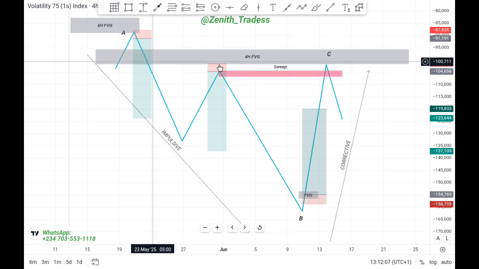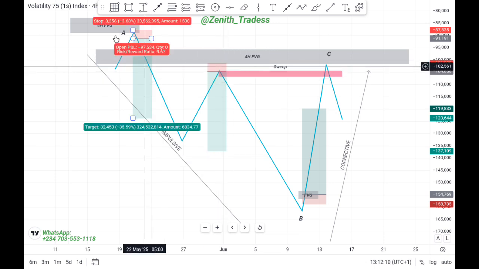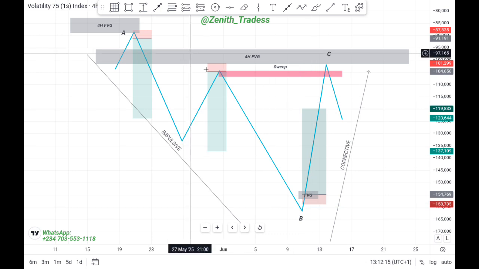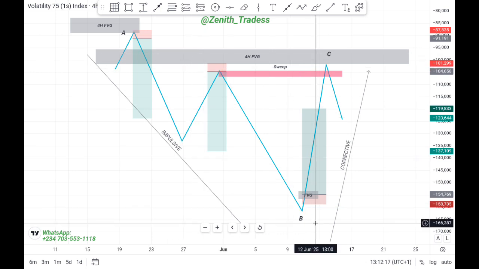Because why will you enter? Why will you enter from here? You know that, oh, the objective is to give us a new major low, right? You follow and trade in line with the objective, not against it.